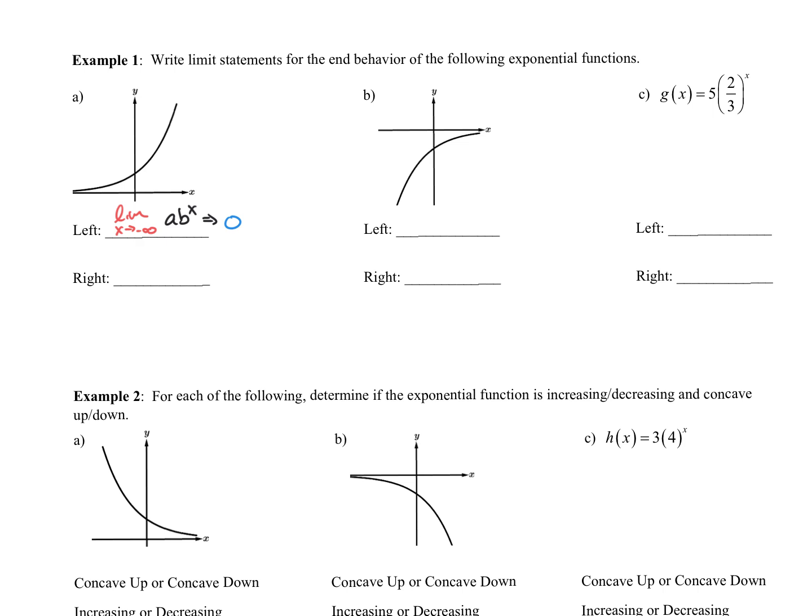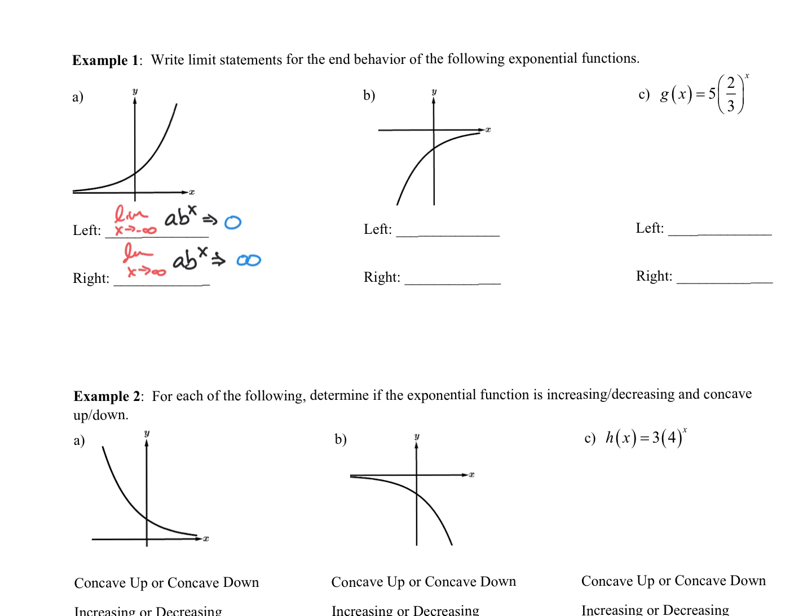And then how do I write a right-hand limit statement? A limit as x approaches what? Positive infinity. And does it have a name? No, so I'm just going to call it ab to the x. And so what's it going to there? Positive infinity. Exactly.